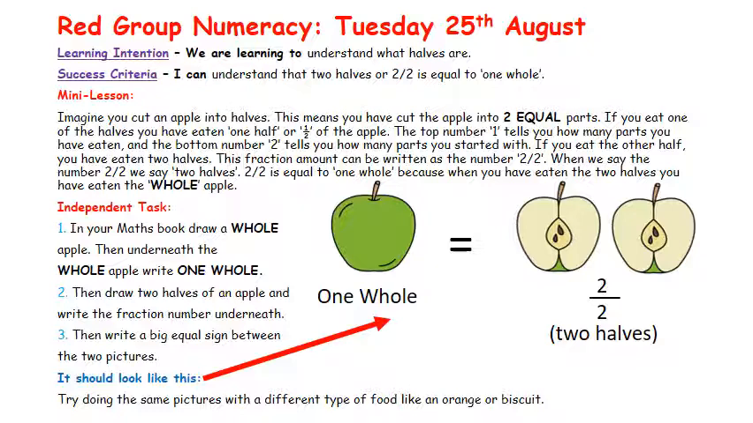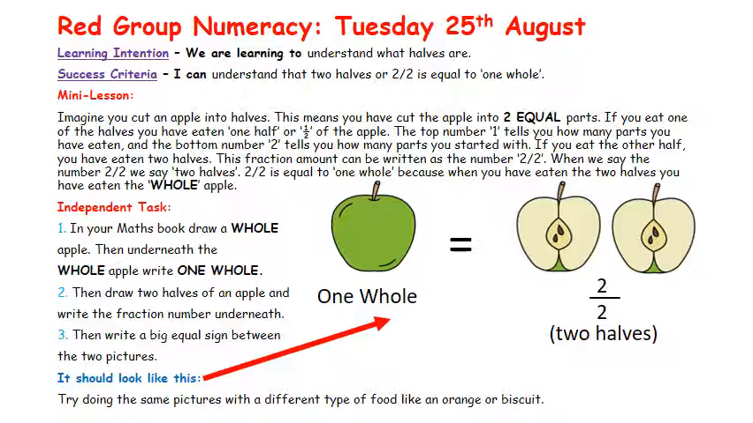Imagine you cut an apple into halves. This means you have cut the apple into 2 equal parts. If you eat one of the halves, you have eaten 1/2 of the apple. The top number, the 1, tells you how many parts you have eaten, and the bottom number, the 2, tells you how many parts you started with.